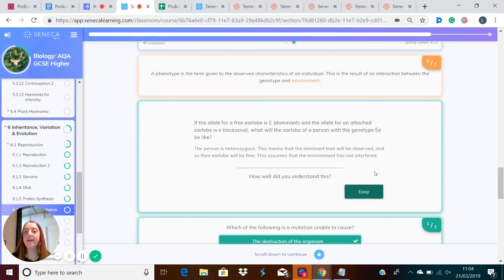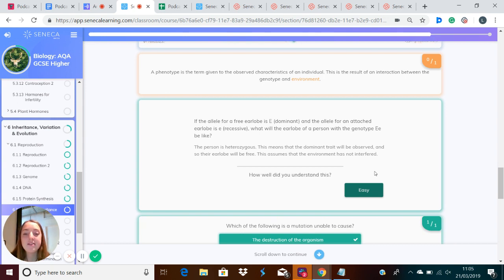We talked about earlobes before, so let's have another look at those. If the allele for a free earlobe is capital E, so it's dominant, and the allele for an attached earlobe is little e, so it's recessive, what would the earlobe of a person with the genotype capital E, lowercase e be like? This person is heterozygous because they have two different alleles. This means that the dominant trait will be observed, and so they'll have a free earlobe, which is the dominant one. But this assumes that the environment has not interfered.